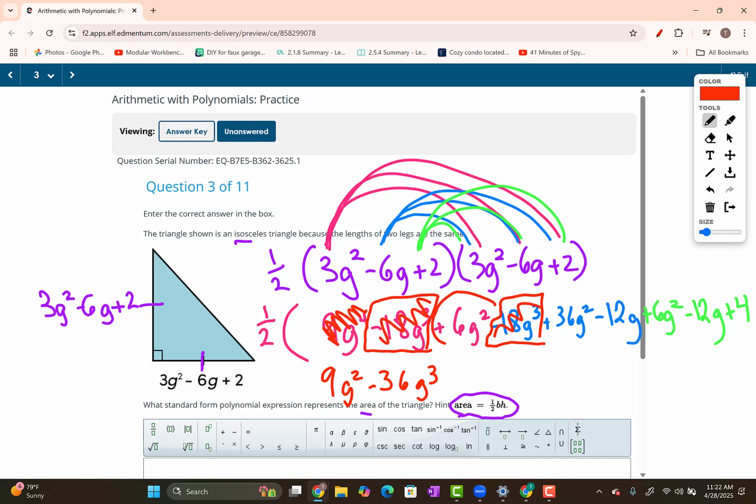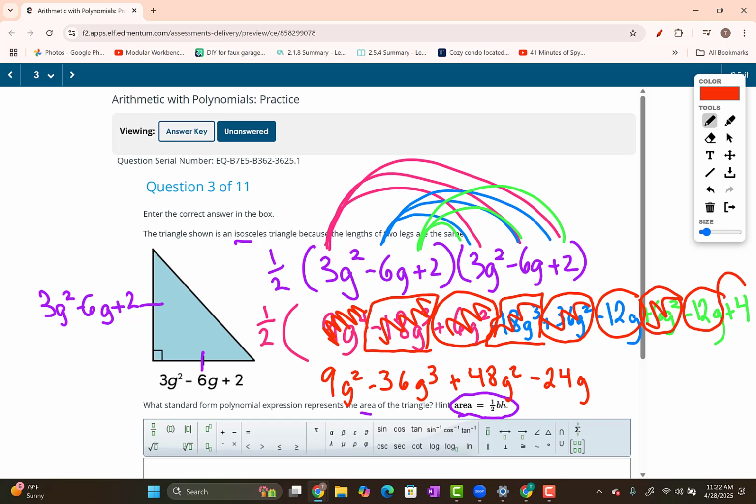Then combine the g squareds, 6g squared, 36g squared, and another 6g squared. So 6 plus 6 is 12, plus 36 is 48. Mark it out, mark it out, mark it out. Negative 12g and negative 12g is negative 24g, and then plus 4 at the end. And then don't forget, now we've got to take all this and multiply it by 1/2.